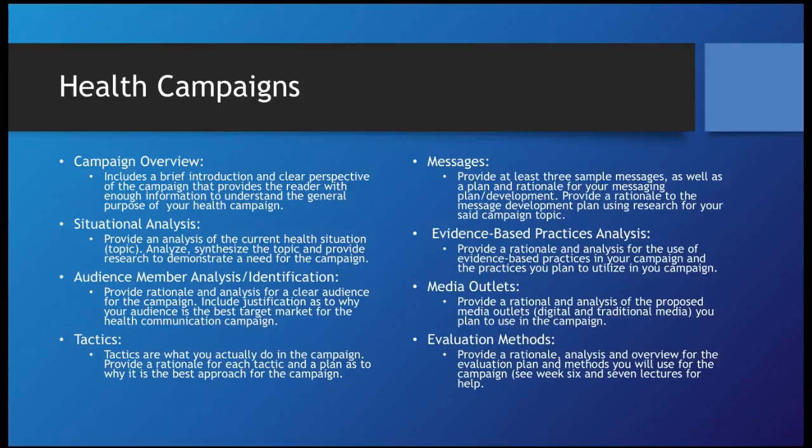The media outlet section provides rationale and reasoning and analysis for the proposed media outlets you plan to utilize, traditional and digital media, within the campaign and how you want to disseminate your messaging and tactics over those media outlets. And then the last section, evaluation, really deals with you providing a rationale and analysis as well as an overview of the evaluation plan and what you plan to use to evaluate your methods and your campaign as a whole. In week 6 and 7 lectures, I provided some examples of evaluation methods, so you can refer to that as well as looking at the chapter on evaluation within the course text.